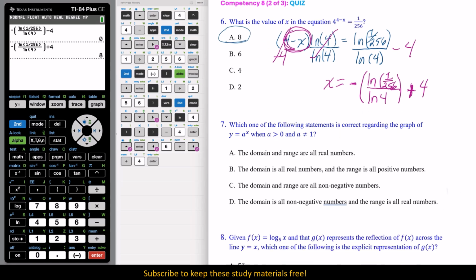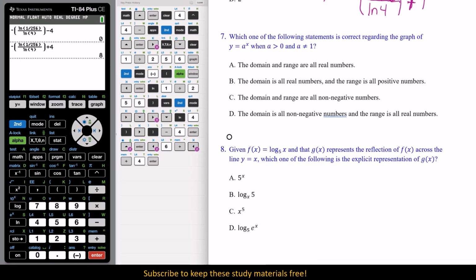So let's look at number 7. Which one of the following statements is correct regarding the graph of y equals a to the x when x is greater than 2, and a is greater than 0 and a is not equal to 1? The reason I said 2 is because this is what I had in my head. If a is going to be greater than 0 and it can't be 1, then let's make a equal to 2.